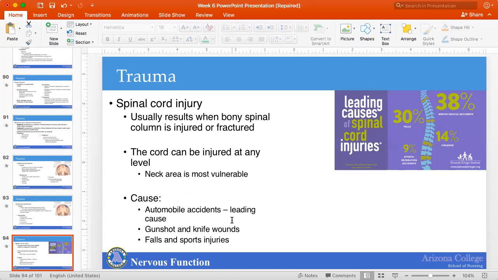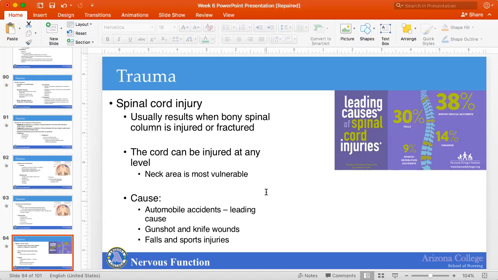Okay, spinal cord injury usually results when the bony spinal column is injured or fractured. You could also see spinal cord injuries from gunshot wounds and vehicular accidents, which would be the result of the bony spinal column injuring the spinal cord itself. The cord can be injured at any level. The neck area is most vulnerable, and really, if someone has a spinal cord injury, you're hoping the lower the better.